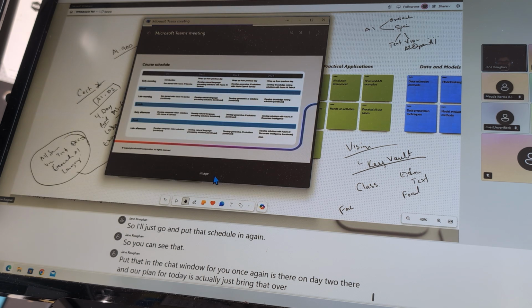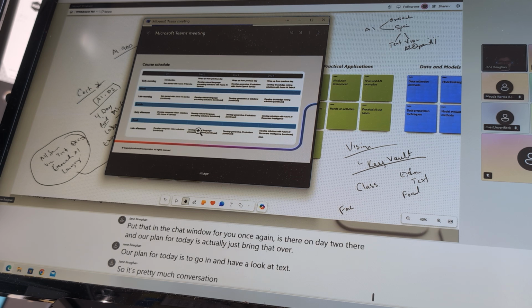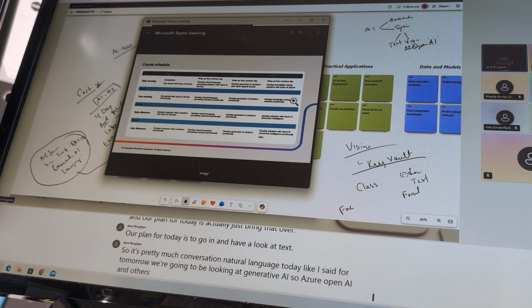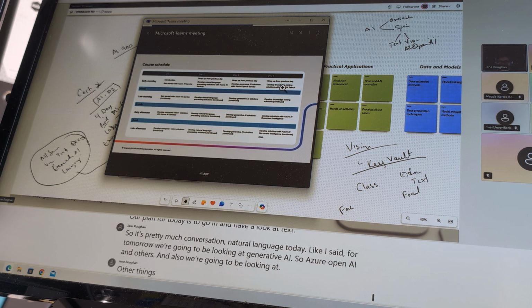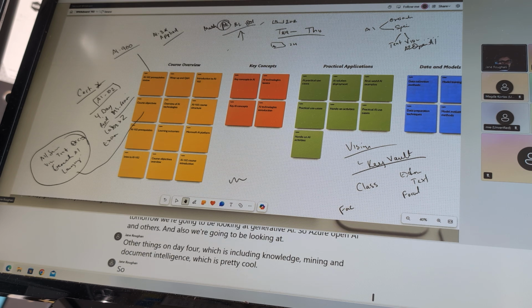Our plan for today is to go in and have a look at text. So it's pretty much conversation, natural language today. Like I said, for tomorrow we're going to be looking at generative AI, so Azure OpenAI and others, and also we're going to be looking at other things on day 4, including knowledge mining and document intelligence, which is pretty cool. So that's a sort of lineup.